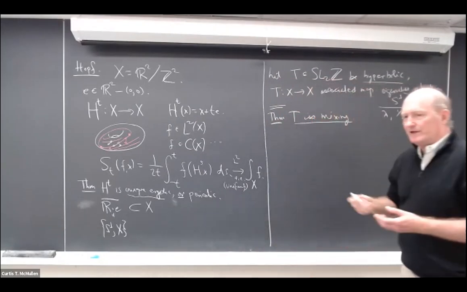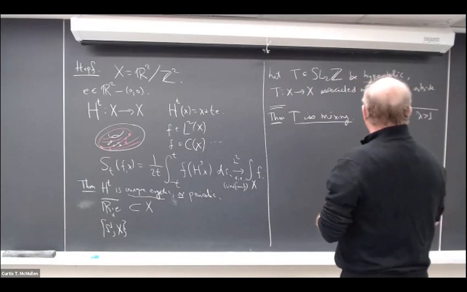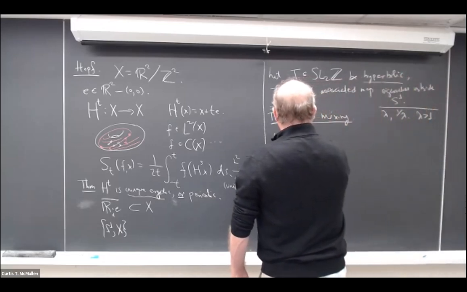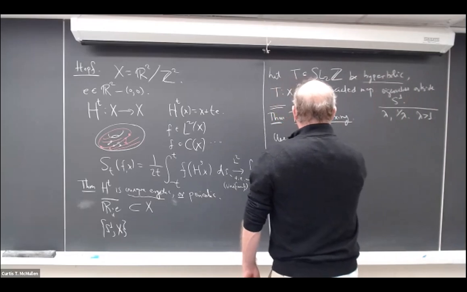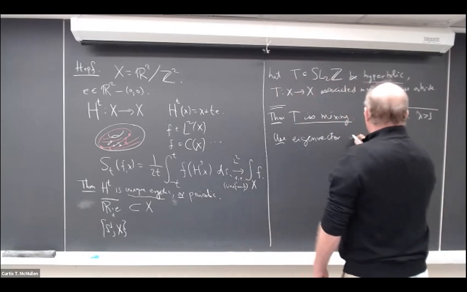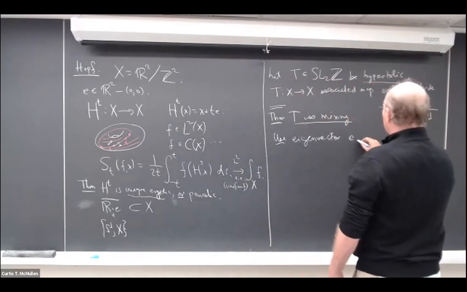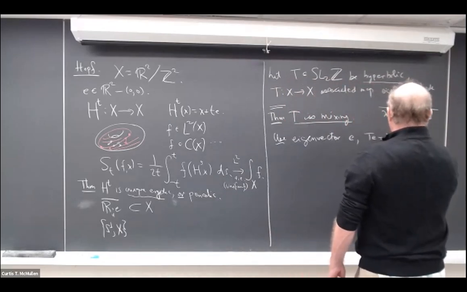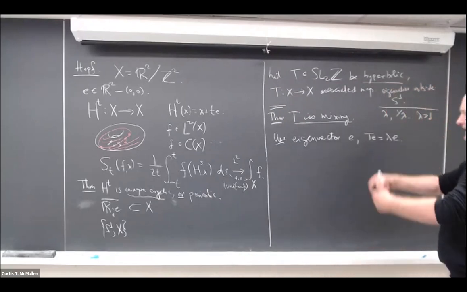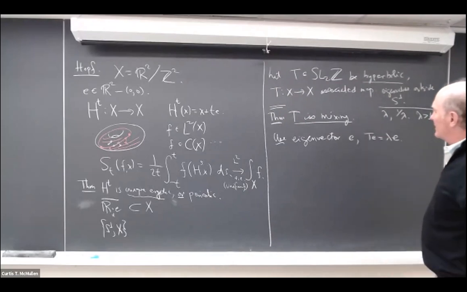But we're going to prove it using the foliations produced by T. In particular, we're going to use an eigenvector. So we choose an eigenvector E, it's unique up to scale, such that T E is lambda E. It's the expanding eigenvector. As you iterate T, this eigenvector gets longer and longer.